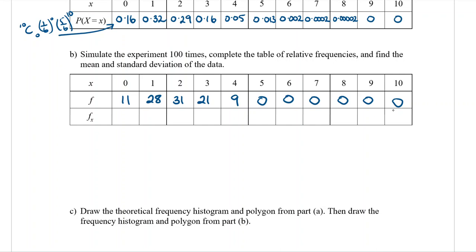Okay, all right. We're not going to do the long way this time. We're going to do the calculator method. So first of all, f of x. How do I find the f of x? Yes, it's 11. You divide your frequency by the number of trials, which is 100. So 11 divided by 100 is 0.11.